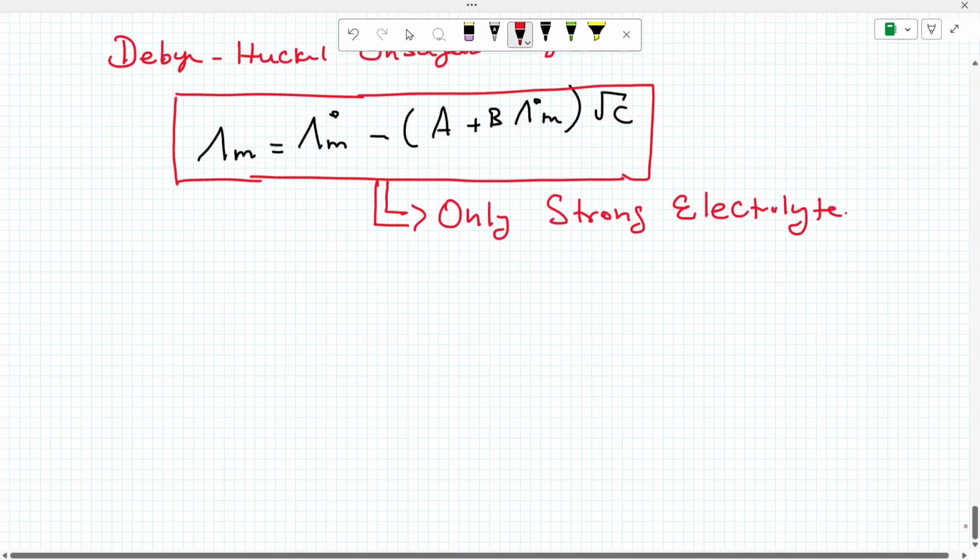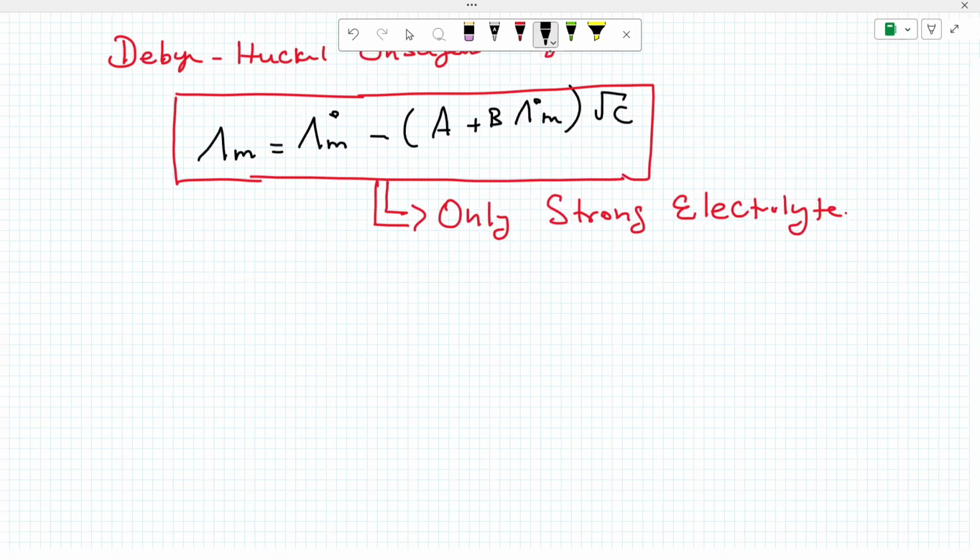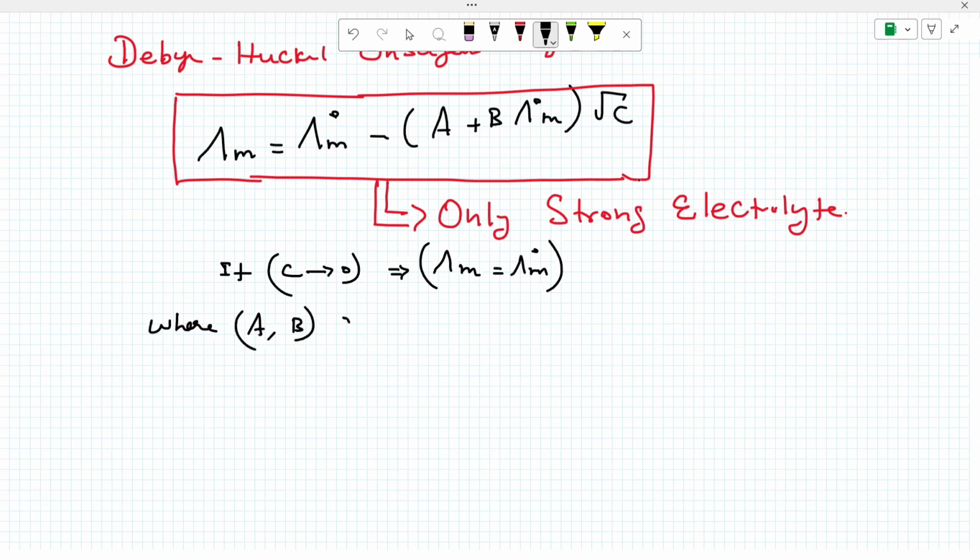Okay. In this you can see a and b. Lambda m, you know what lambda m is: molar conductance. Lambda naught, what is that? The infinite molar conductance. See now, in the formula, if c approaches 0, what will happen? This term becomes fully 0. Then c approaches 0, meaning the limiting molar conductance. Therefore in this case lambda m equals lambda m naught. They will ask: under what condition is lambda m the same as lambda infinity? When c approaches 0. Okay, here a and b are constants.